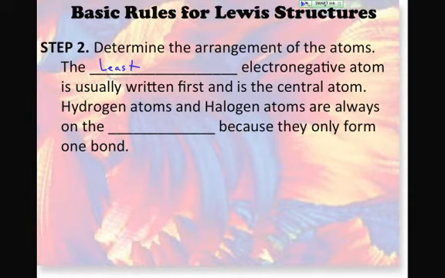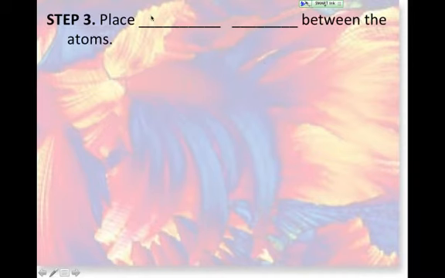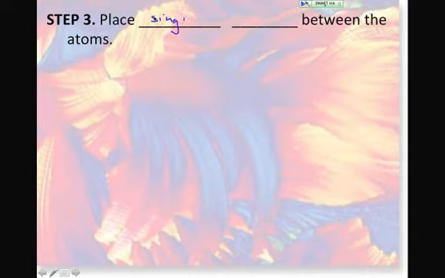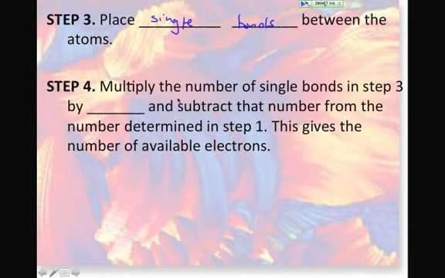So whatever's written first in your formula, that usually goes in the middle, unless it's a hydrogen atom or a halogen atom. They are always on the periphery because they can only form one bond. They can't be in the middle of anything. They only have the capacity to make one bond. Our next step is to place single bonds between the atoms. So I put my central atom in the middle and then put single bonds between the central atom and all the other atoms.